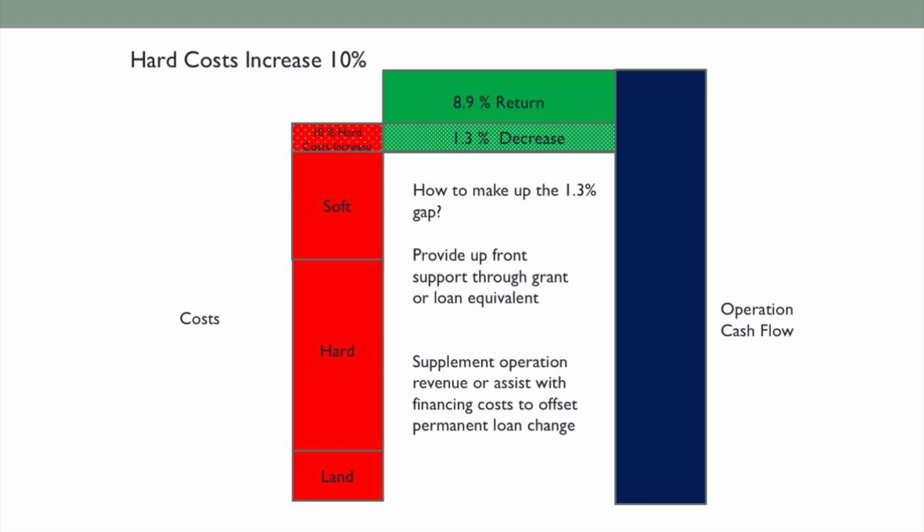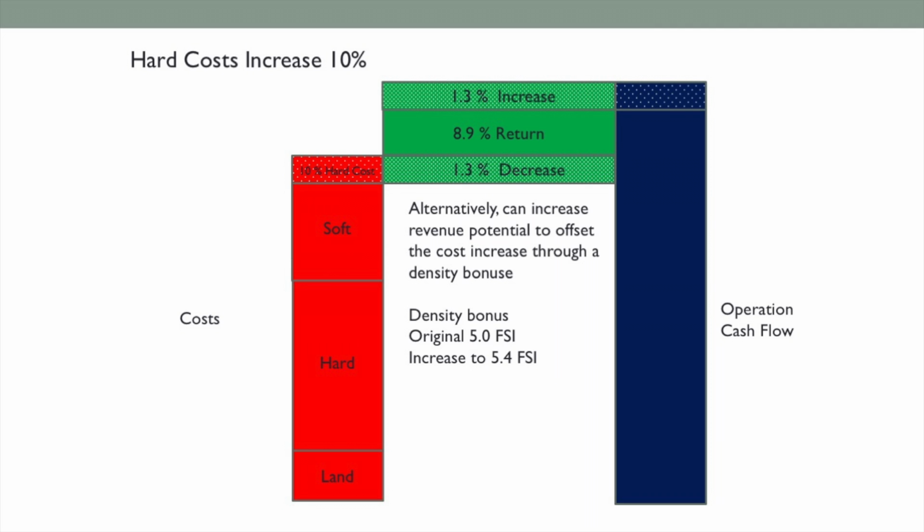So the investor will say, well, if I'm going to contribute more here, how do you make up that gap? And I mentioned before, this is the way to make up the gap. Because that's what will happen. These costs will decrease the return. So ways to look at it, as I mentioned, the upfront support or something on the operation side. Another way to do it is to figure out how much density could be granted to offset that, to generate the revenues necessary to bring back that 1.3%.